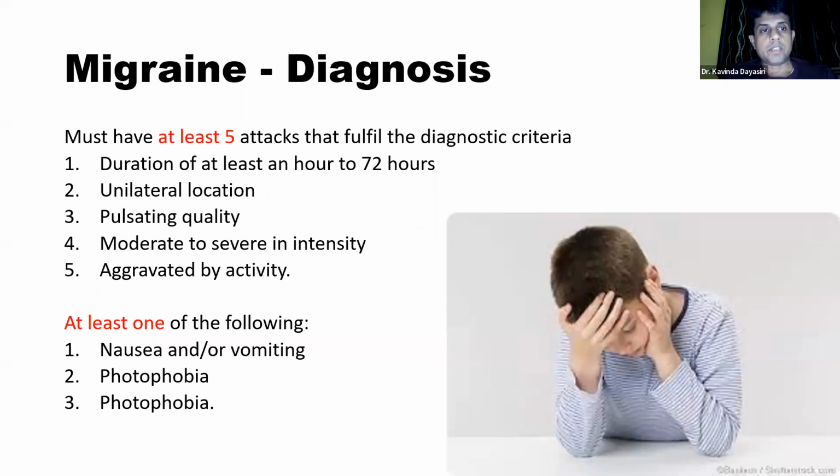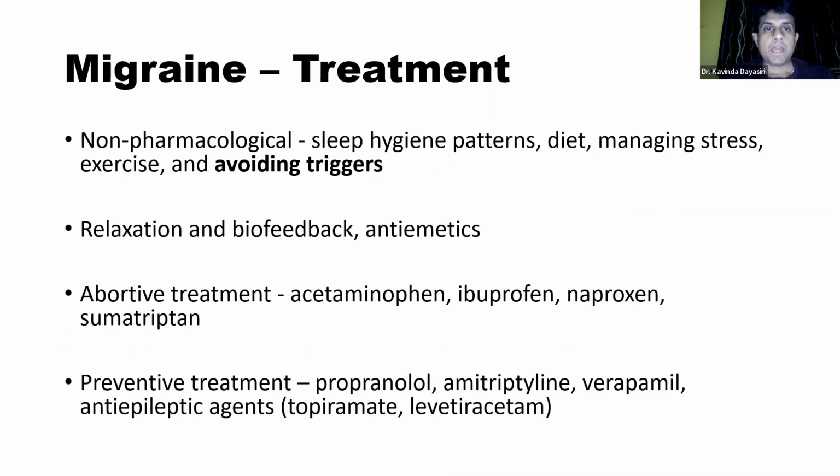So for the diagnosis, a child must have at least 5 attacks that fulfill these 5 diagnostic criteria: duration of at least an hour to 72 hours, usually unilateral in location, pulsating quality, moderate to severe in intensity, and aggravated by activity. All these 5 criteria should be present. Remember, in children it can be bilateral rather than the unilateral headache seen in teenagers and adults. In addition, at least one of nausea, vomiting, photophobia, and phonophobia should be present for you to diagnose it as migraine.